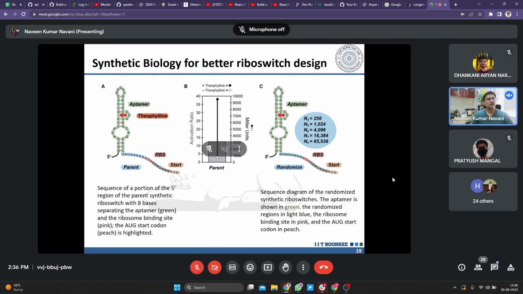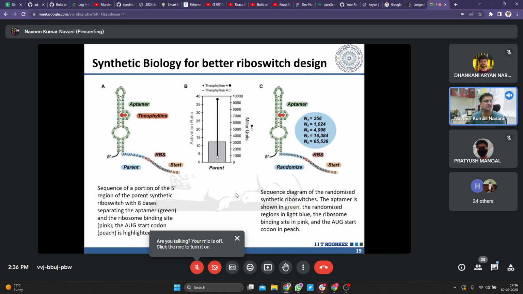Okay, so if you look at panel A on the left, this panel shows theophylline written, and then there is an aptamer domain which is green in color. Now you can read at the bottom, the sequence of a portion of this 5' region of a parent synthetic riboswitch with 8 bases in green. So the green part is the aptamer domain, and this small molecule theophylline, the maroon one, binds there.